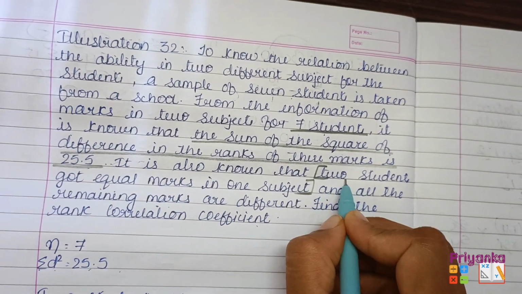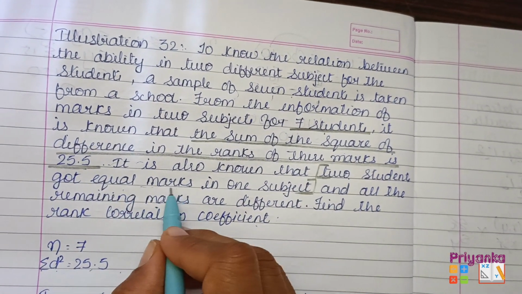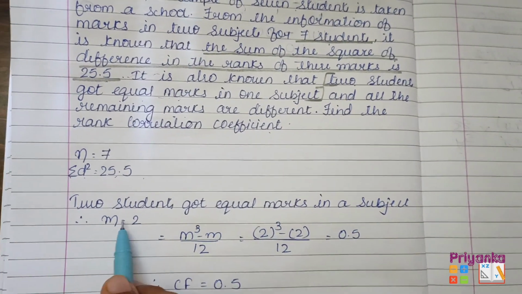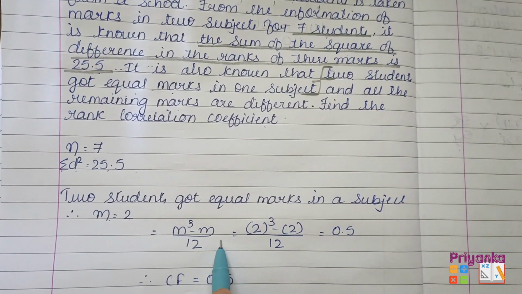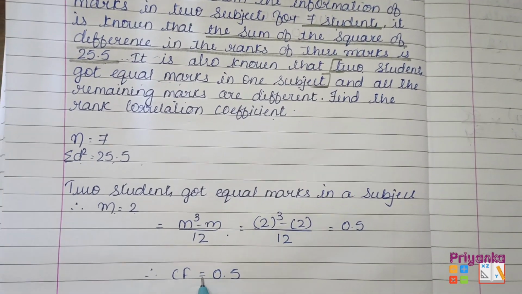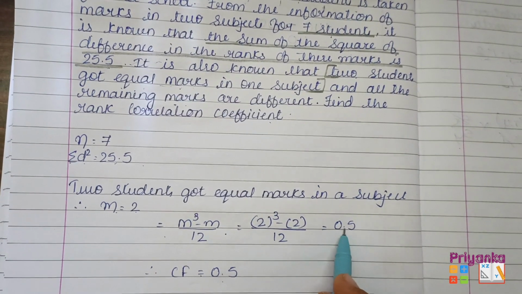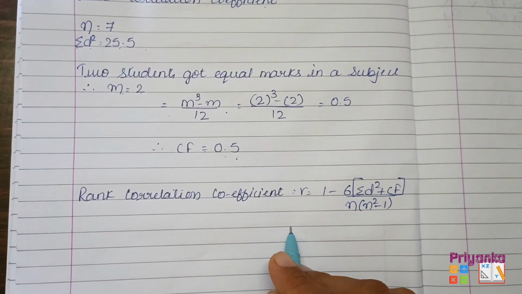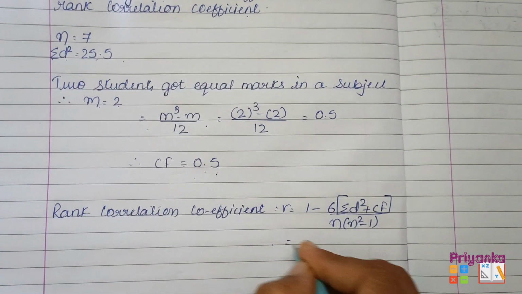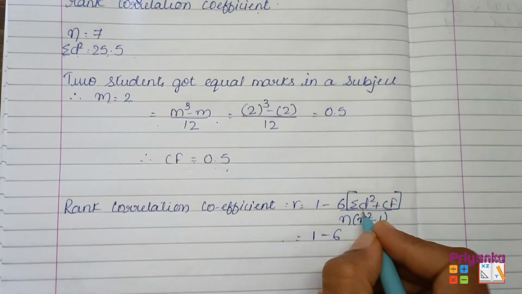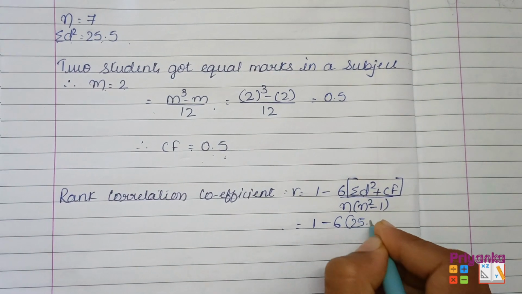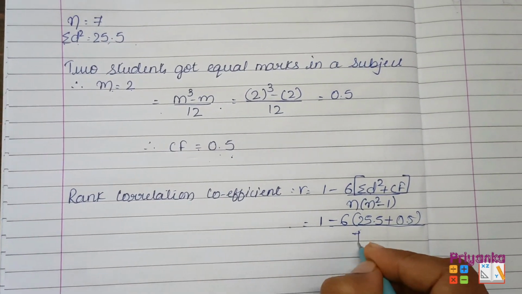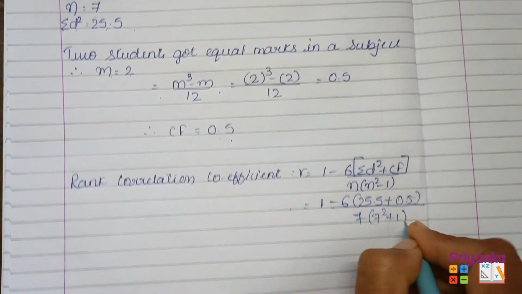Now when they are giving the information that two students got equal marks, it means here we are going to introduce CF. So two students got equal marks means m is equal to 2. The equation, hope you remember, which has to be solved to find out CF. There is only one equation, so we get only one total, that is CF 0.5. So on this basis, we'll solve the rank correlation coefficient formula. Here we get 1 minus 6 sigma d square, that is 25.5 plus CF, that is 0.5, upon n, which is given in the question, 7 square plus 1.